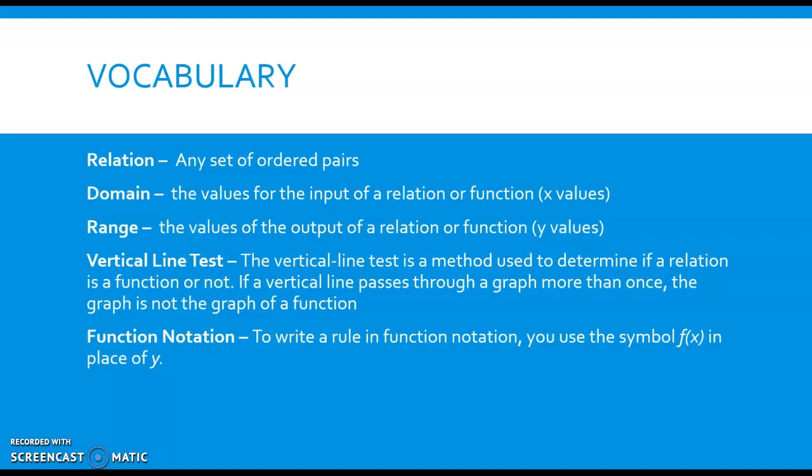We're going to talk about what a vertical line test is. That's going to be in our next video. And then function notation, and that's to write a rule. If we're writing our rules in function notation, we're going to use a symbol like f of x in place of y. So instead of writing y equals and then our answer, we're going to write function of x. Now, why do we do that?